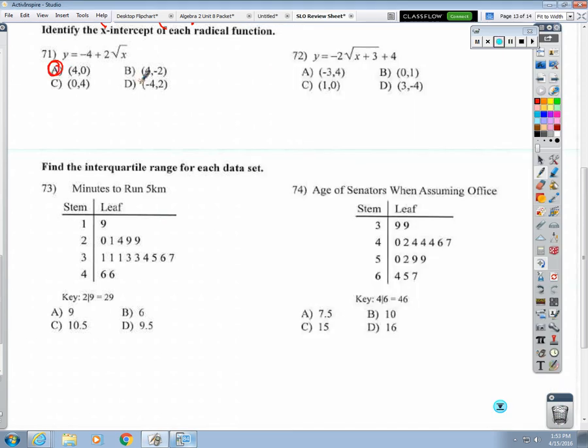Just remember, guys, x-intercepts always have a 0 as their y-coordinate. Otherwise, they wouldn't be sitting on the x-axis. What is C called? C would be a y-intercept because you didn't move left or right, you just moved up 4.